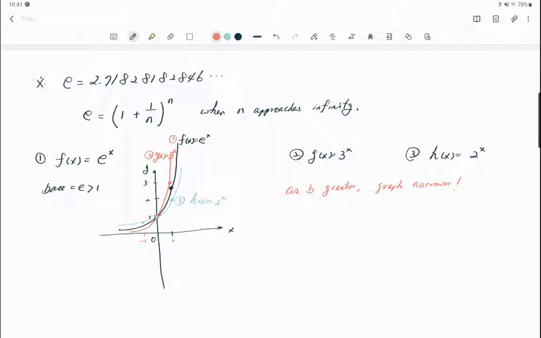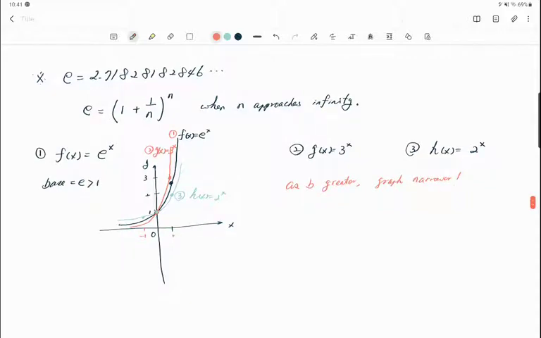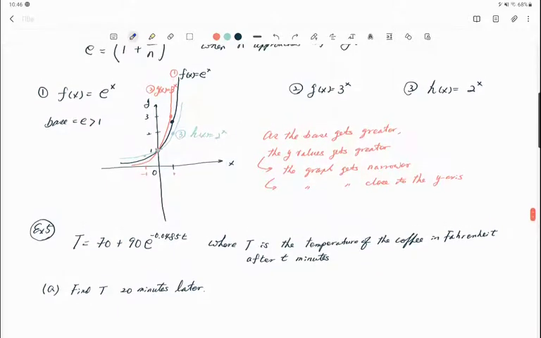All right. So we can compare 3 different types of exponential functions with different values of bases. As the base gets greater, of course the y value gets greater. So the graph gets narrower. Narrower means on the y-axis, the right side of the graph gets close to the y-axis, right?